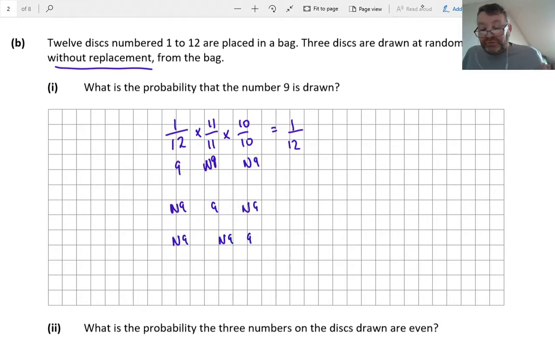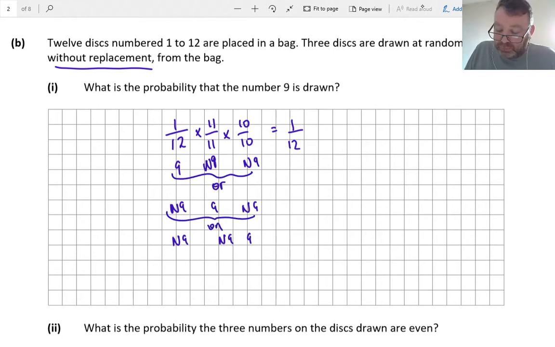Now, if 1 over 12 is the probability of drawing a 9 first, then 1 over 12 is going to be the probability for the other two. So it can be this one, or this one, or this one here. What does or mean? Or means add. So it's a 12th plus a 12th plus a 12th.